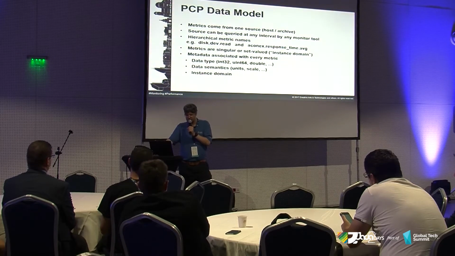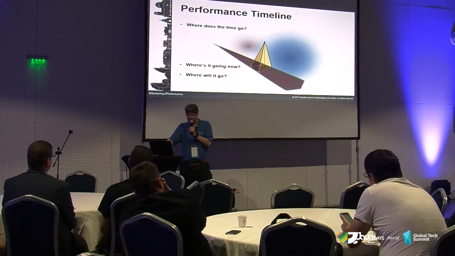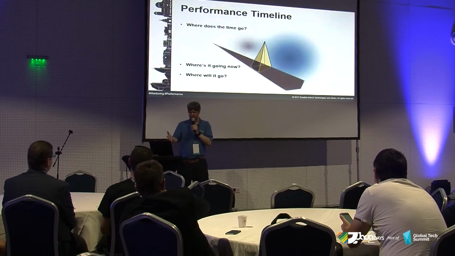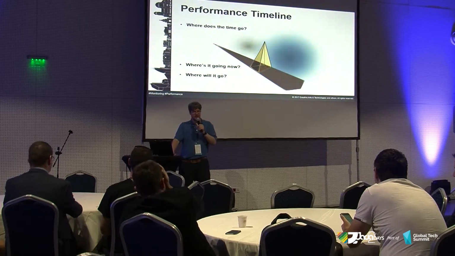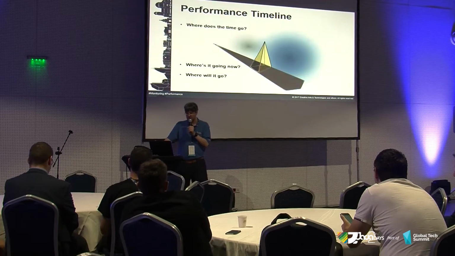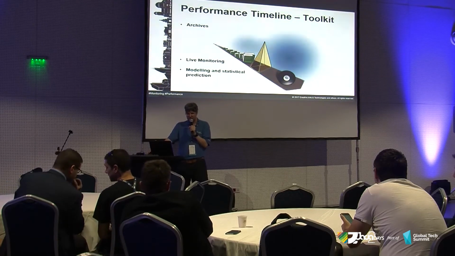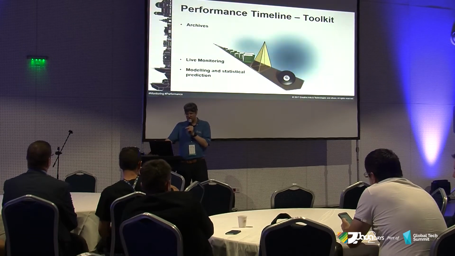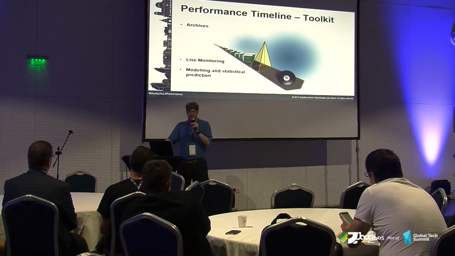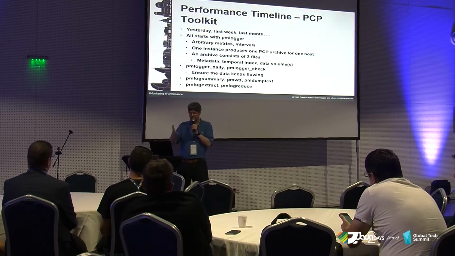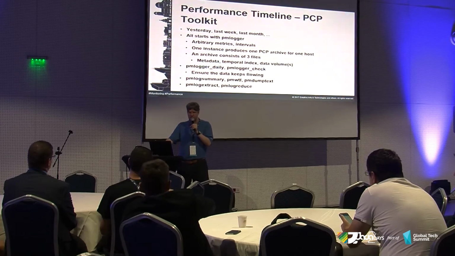Here, again, the data model, as mentioned before. Performance Copilot has literally a performance timeline, which is almost like the timeline that you may know on your Facebook or Twitter page. It allows both live monitoring in real time, or statistical prediction, or looking into the archives to see how the performance did or improved or degraded over a period of time. So here are examples: show me all of yesterday, show me last week, show me last month. It's literally a bit like the timeline in a popular social network.